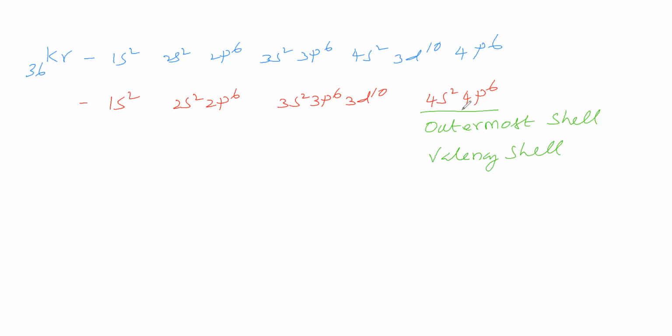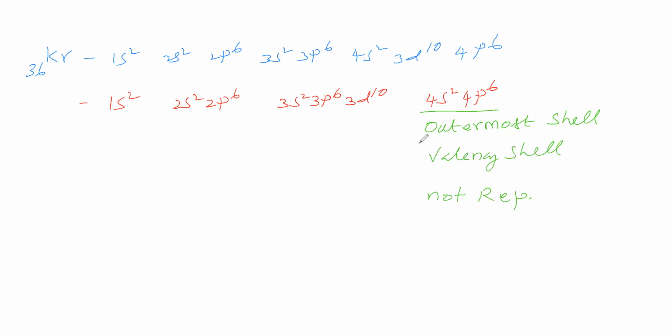It is containing 8. Only if the valence shell contains electrons less than 8 do we say representative elements. Otherwise, it is not a representative element. Since the valence shell contains 8 electrons, it is not less than 8, so don't say representative element. It is not a representative element.